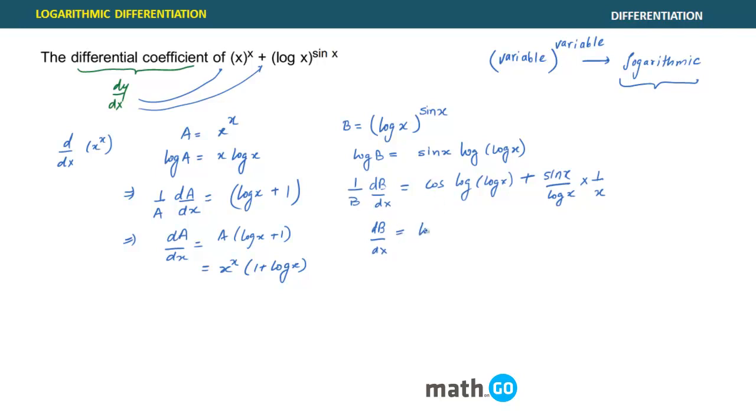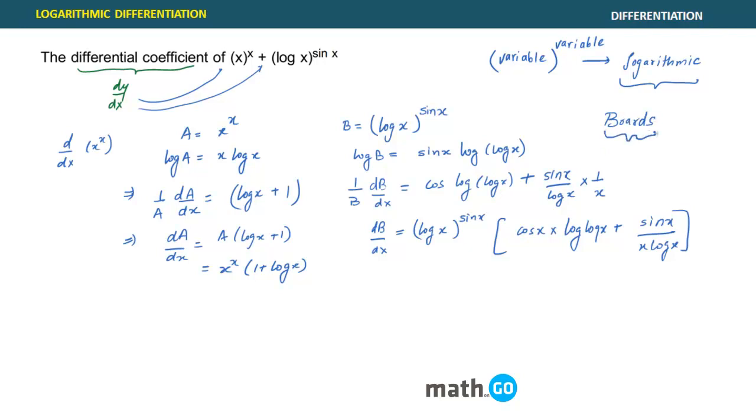So the answer to this particular one will be log x raised to power sin x, and this complete multiplication over here: cos x into log of log x plus sin x by x log x. And you want these two quantities to be added. This is the particular answer. This is how you have to solve, especially in your boards. At your boards level, you will have to solve something like this.